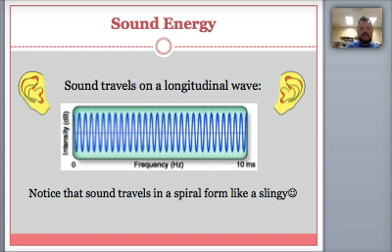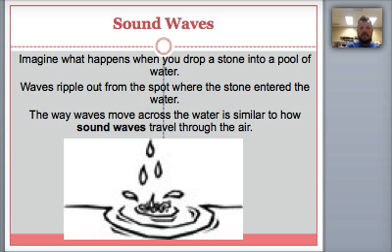The sound travels in a spiral form like a slinky. Imagine what happens when you drop a stone in a pool of water. The water ripples wave out from the center of the dropped stone. The way waves move across the water is similar to how sound waves travel through the air.